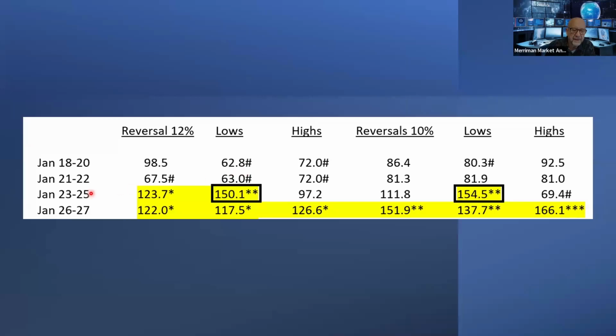So on January 23rd to 25th, we had an indication of a low. You had a reversal signal, 123.7 in the greater data bank of Bitcoin, of which a good majority of them were a low. In fact, you have a weighted value score of 150.1, so that's a big one. And it was confirmed with the Uranus in Taurus periods too. You have 154.5.